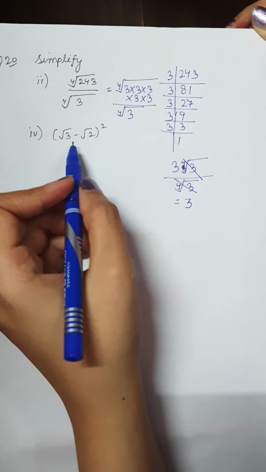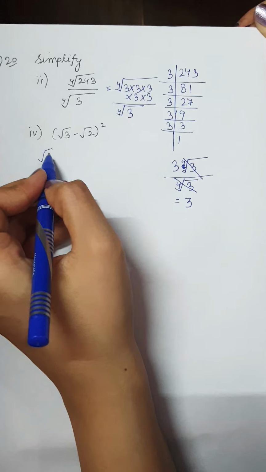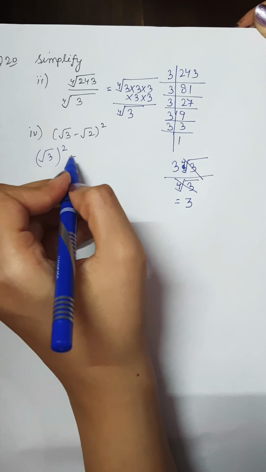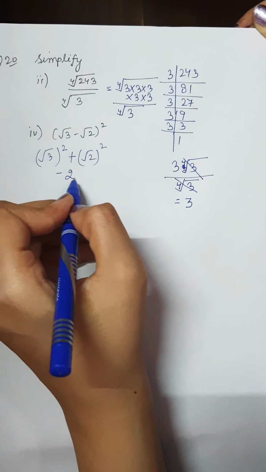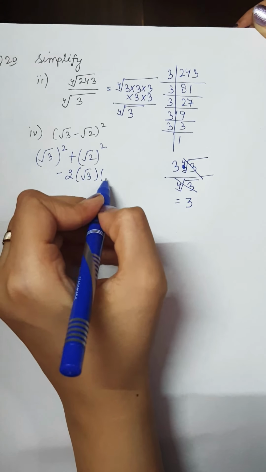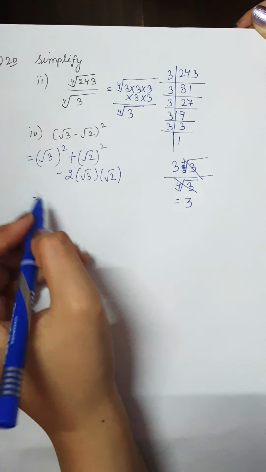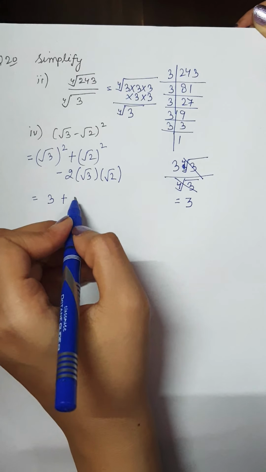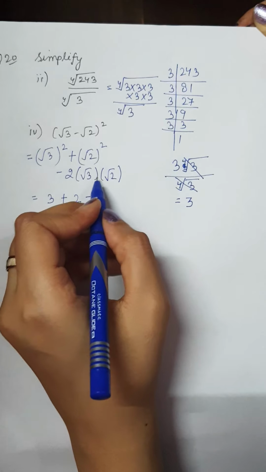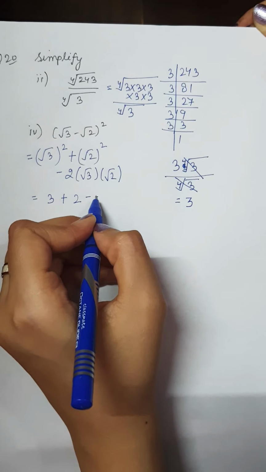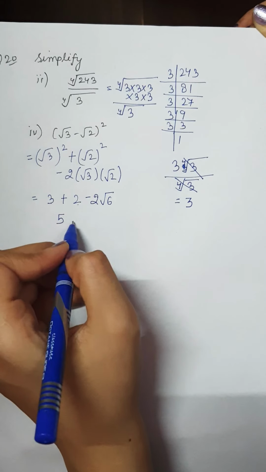And this is one of the simplest. A minus b whole square: a square plus b square minus 2 into a into b. Square of root 3, square of root 2, minus, this can be multiplied. So 6, 2 into root 6. So 5, same numbers.